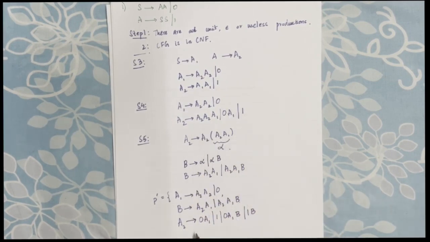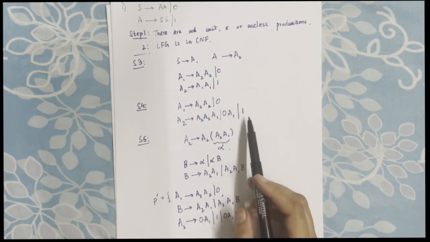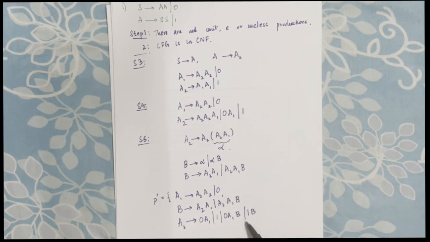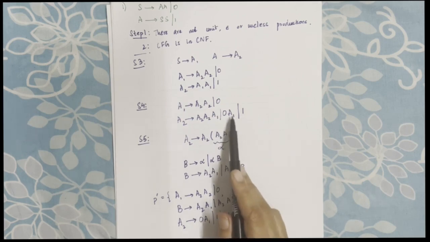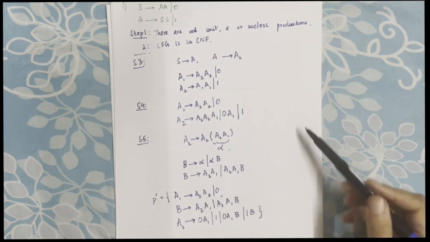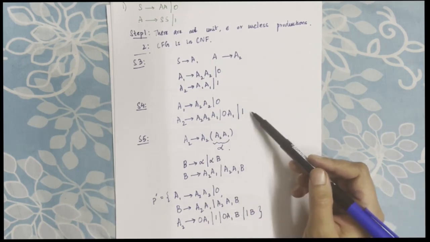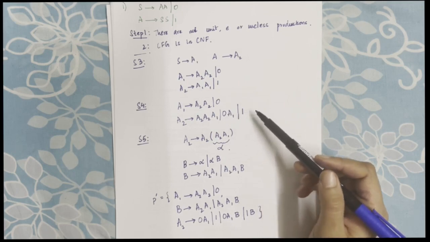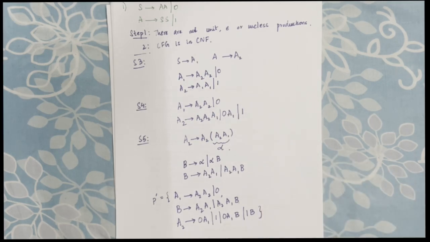I have told B is nothing but A2 A1. So now I introduce B with the remaining components here. So I get 0 A1 B or 1 B. B has to be added to the remaining rules here. This rule I treated, and instead of this rule I created another rule. But I have to add B along with the remaining rules. So I will get 0 A1 B and 1 B. So this will be P dash.